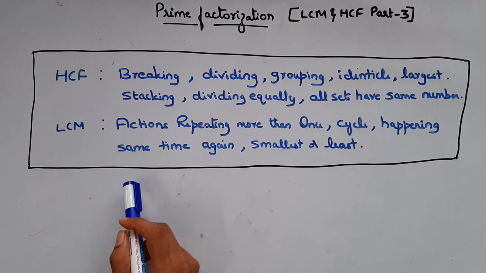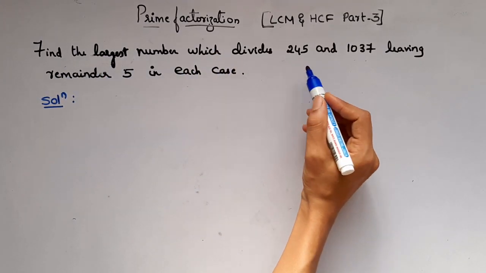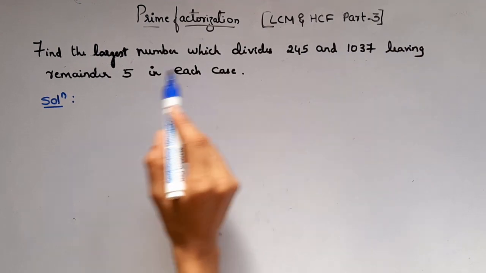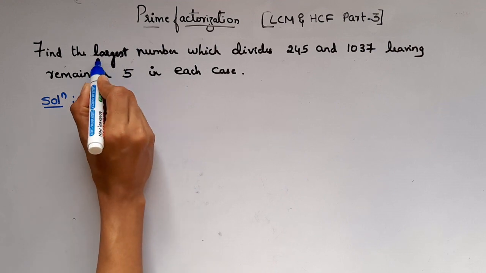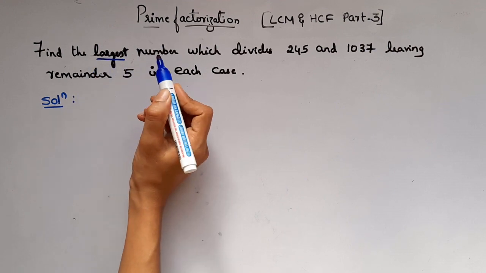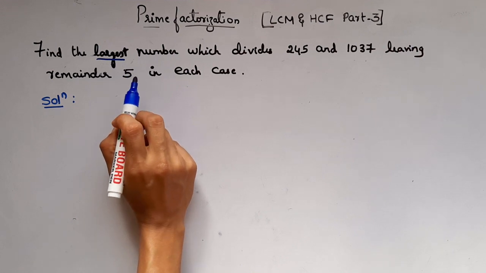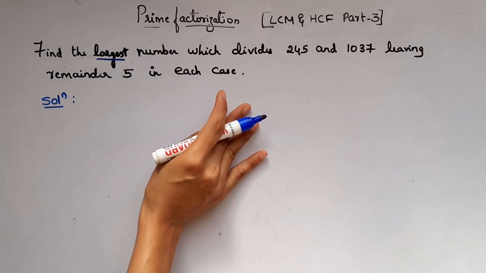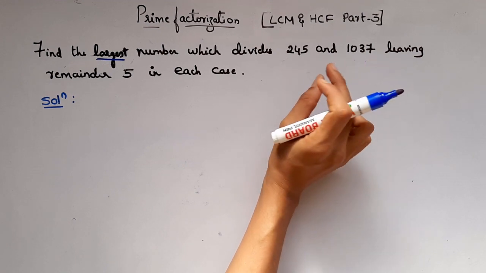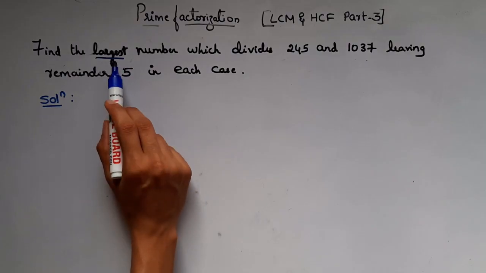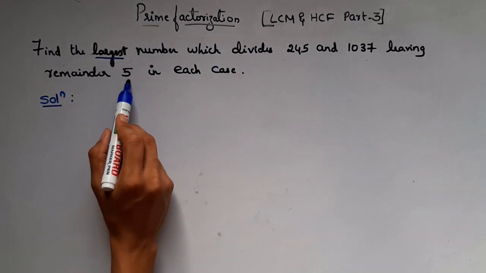So now let's go for problems. Find the largest number which divides 245 and 1037, leaving remainder 5 in each case. The word largest: when you see the keyword list, the word largest comes under HCF. So this is an HCF problem. Before taking HCF of these two numbers, first see what it is saying. It says find the largest number which divides 245, leaving remainder 5.